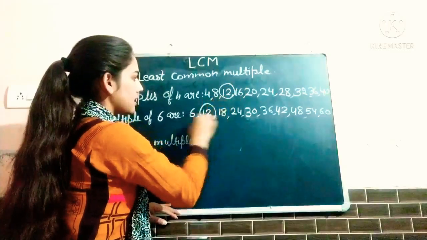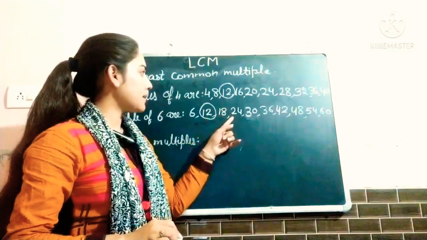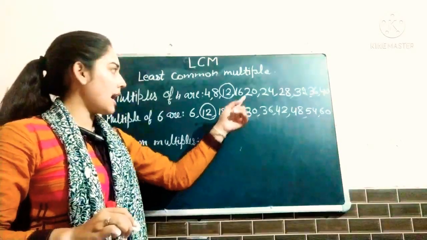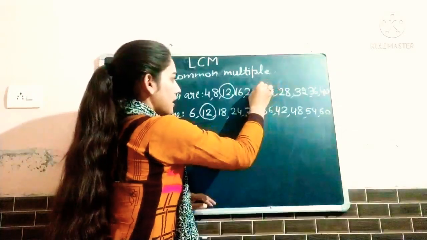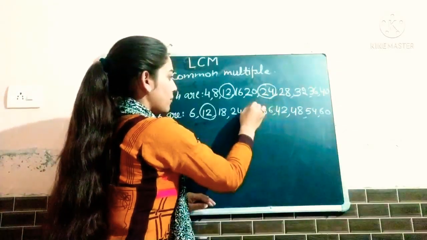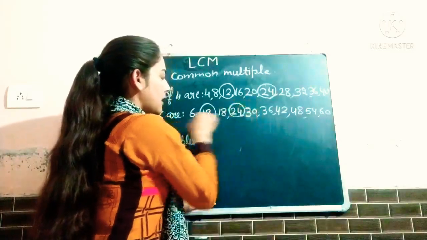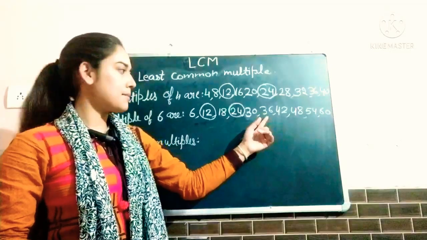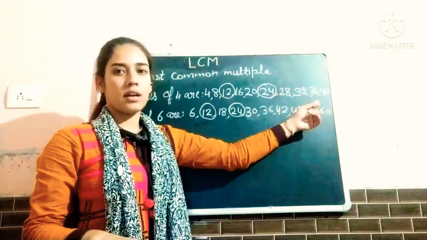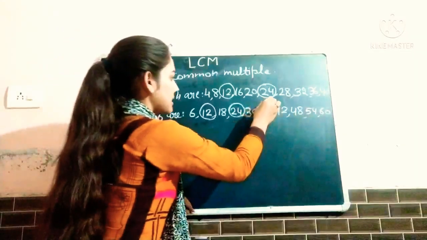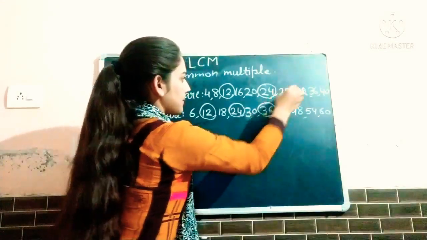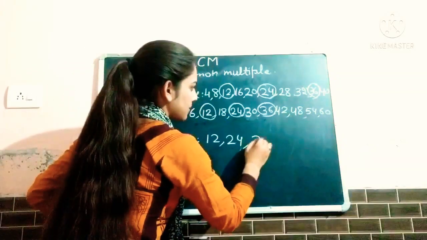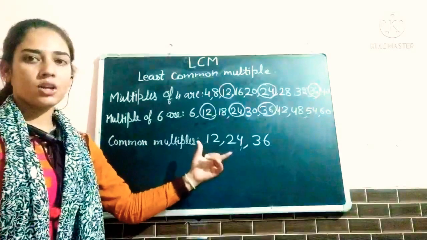So circle this. Now the next common multiple is 24. 24 comes in the multiples of 6 and 24 also comes in the table of 4. So 24 is also a common multiple. Now after this, look here, 36. 36 comes in the table of 6 and 36 also comes in the table of 4. So circle this. 36 is a common multiple. So these are the common multiples.